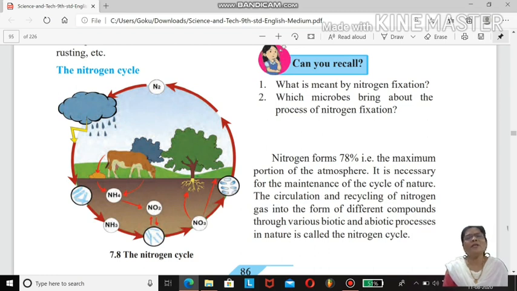Friends, nitrogen is present in the atmosphere. The maximum portion, that is 78%, is nitrogen. It is necessary for the maintenance of the nitrogen cycle. The circulation and recycling of nitrogen gas into the form of different compounds through various biotic and abiotic components in nature is called the nitrogen cycle.